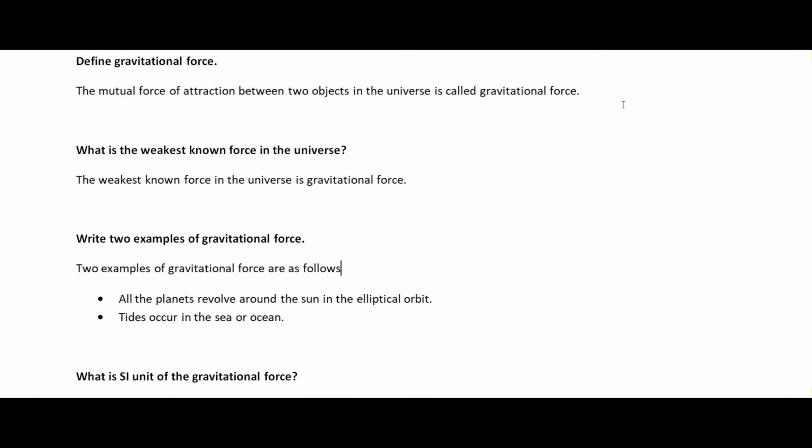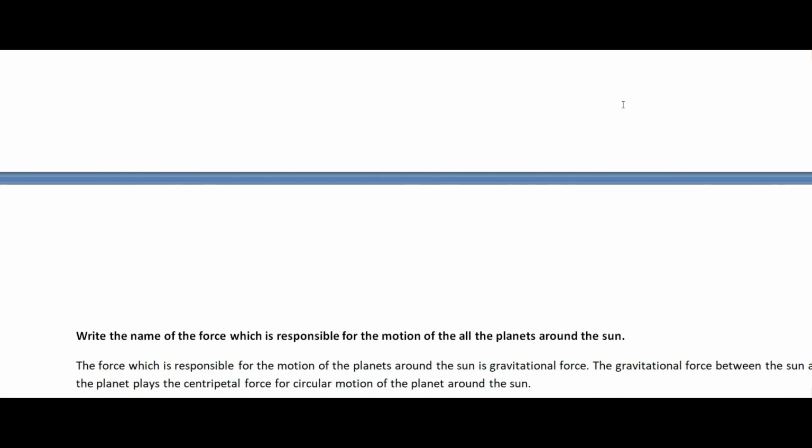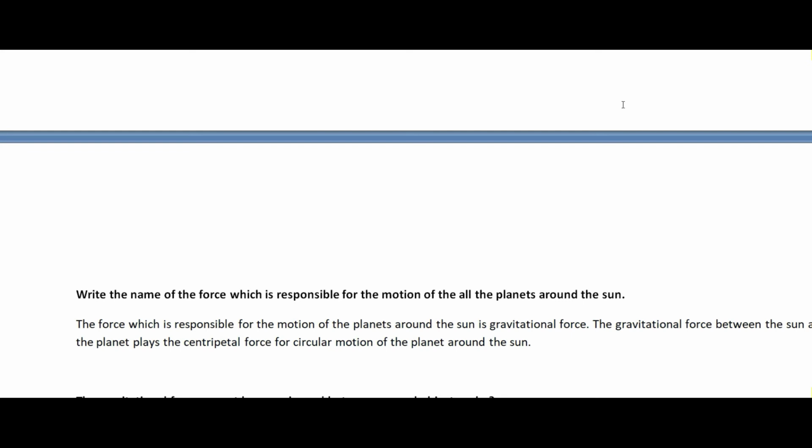Now, what is the SI unit of the gravitational force? Such a question also can be asked to you. The SI unit of the gravitational force is definitely Newton, because the SI unit of force is Newton. The SI unit of any kind of force is Newton. So gravitational force is also definitely a kind of force. So the SI unit of gravitational force is Newton, like other kinds of force. I think you become clear about the gravitational force and in which way it exists.